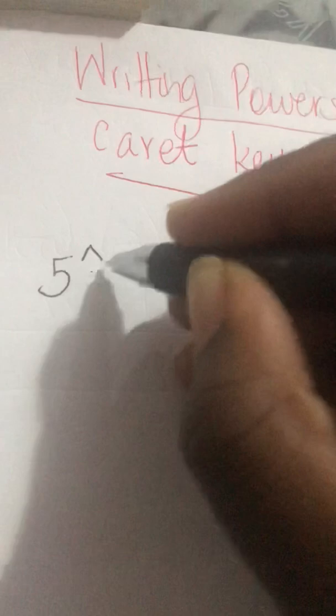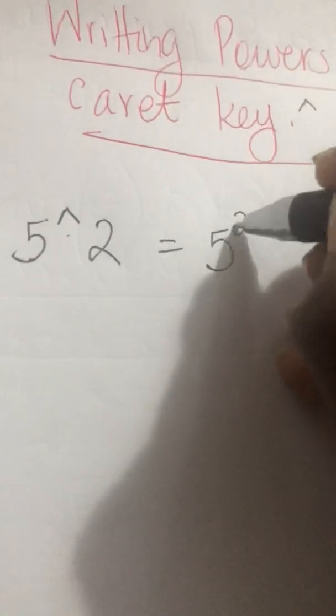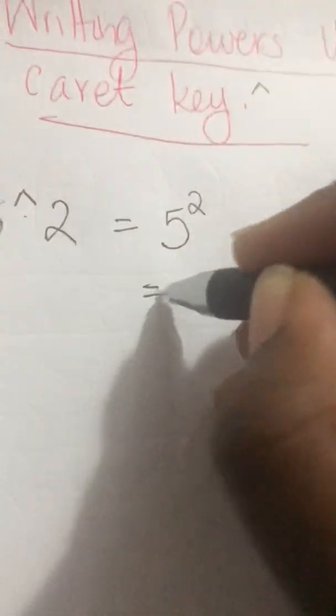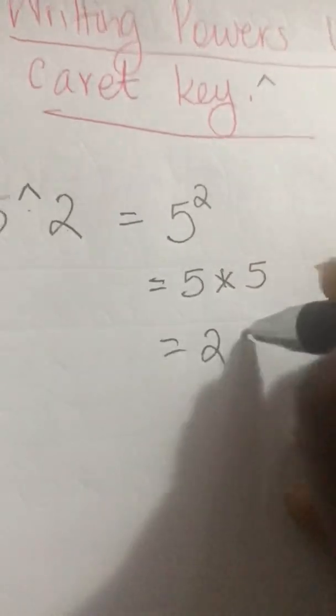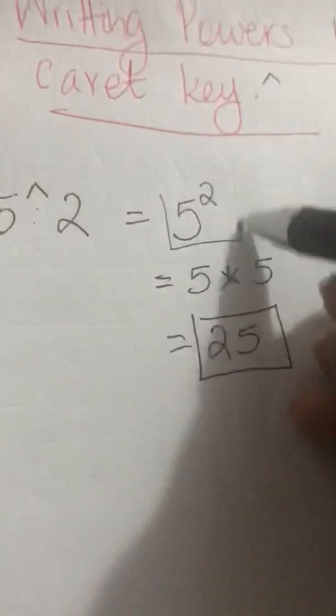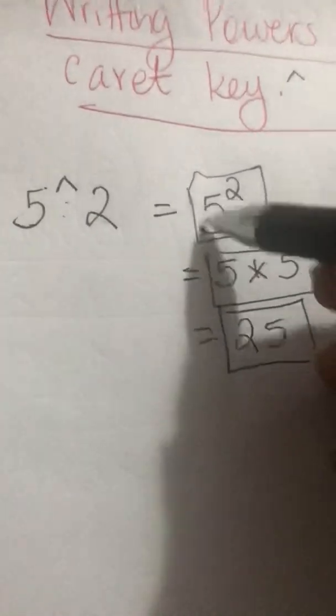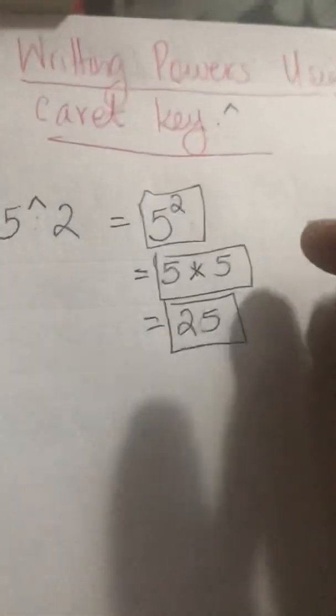And then, if you see 5 like this, they're the same. So this will be 5 is the base and 2 is the exponent, which means 5 times 5, which means 25. All these are answers to this question. This is an answer, this is an answer, this is an answer. Okay? All right, let's do another one.